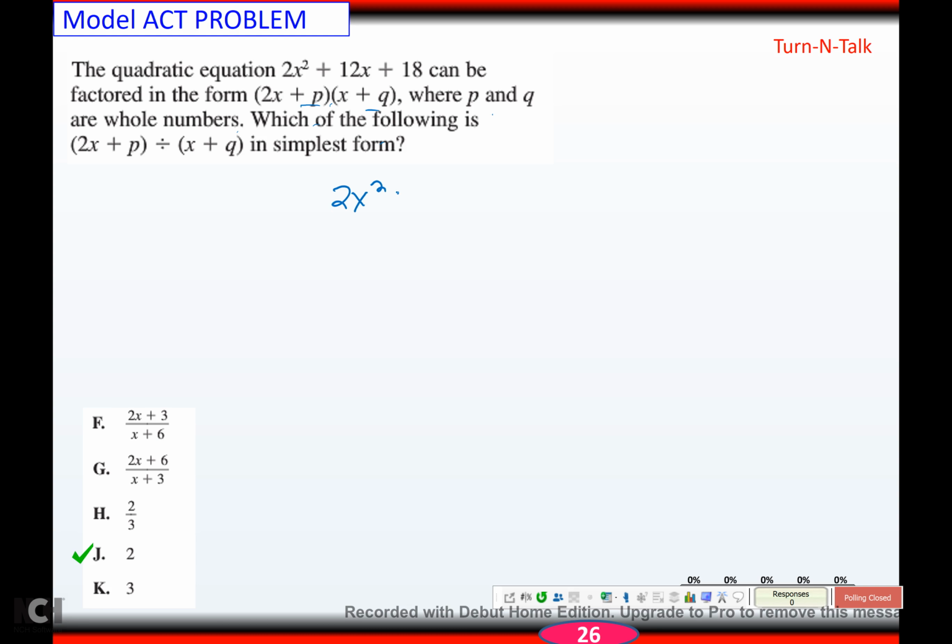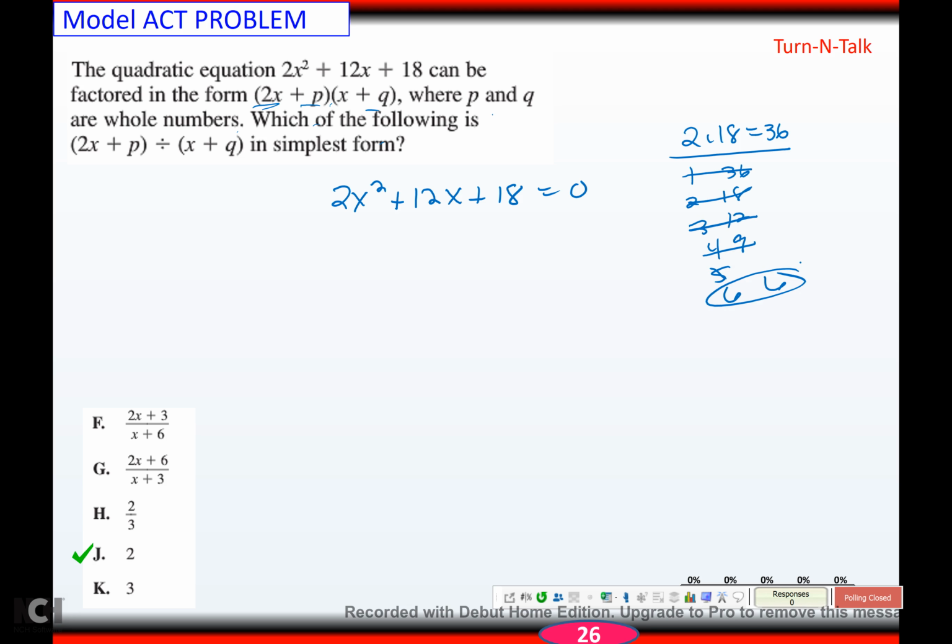So I got 2x squared plus 12x plus 18 equals 0. And it doesn't want me to GCF the 2 out first because they've got that factoring. So I'm going to go 2 times 18, which is 36. Factors of 36 that make 12. 1 and 36, no. 2 and 18, no. 3 and 12, no. 4 and 9, no. 5 doesn't go. 6 and 6, yes. So I'm going to rewrite 12x as 6x and 6x.